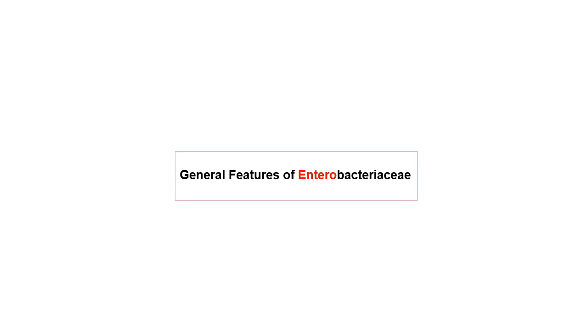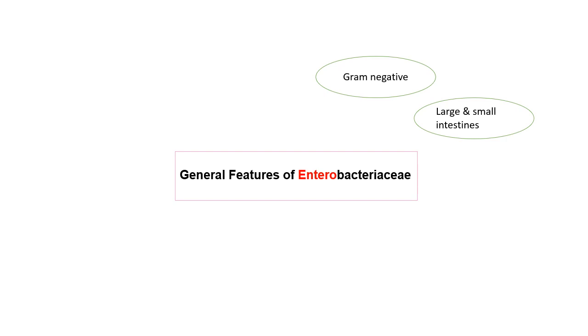Now we should be going through more details, which is the general features of Enterobacteriaceae, which means that all the group of bacteria in this group actually share common characteristics. First one is that all of them are gram-negative. And the second one is that all of them are commensals, part of the large and small intestines. And that's where the term entero comes from. It's actually the Latin term which means the intestines.